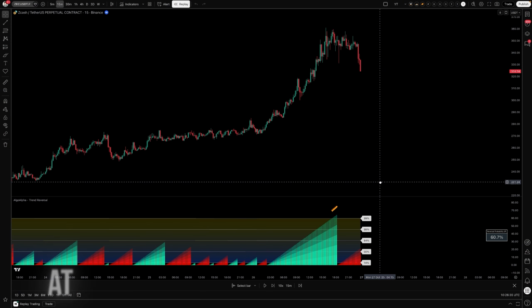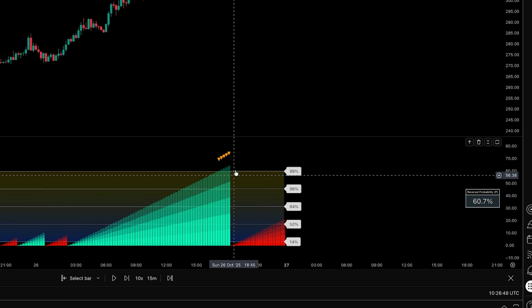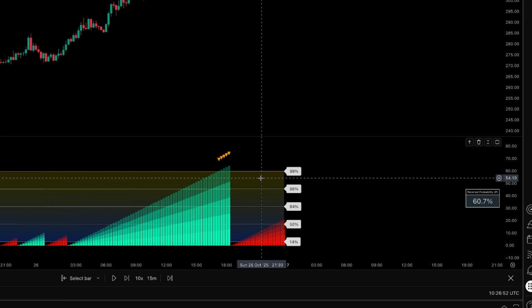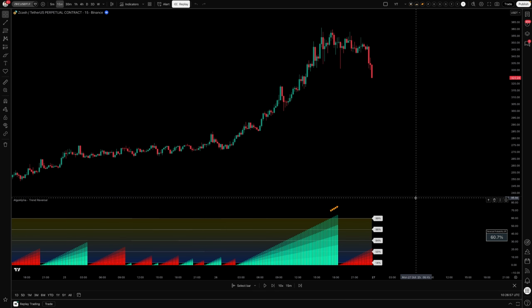Most indicators either lag behind or throw out false signals at such times. Here, though, we can actually see how likely it is that the impulse will end, not just whether a candle looks good. This approach helps filter out noise, spot extreme market conditions, and prepare an action plan in advance.